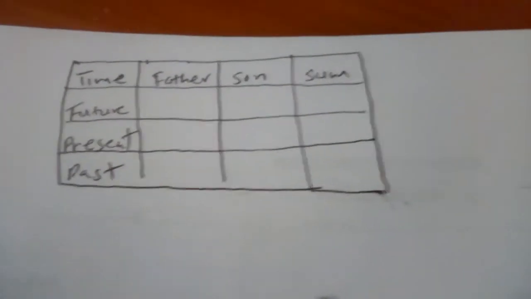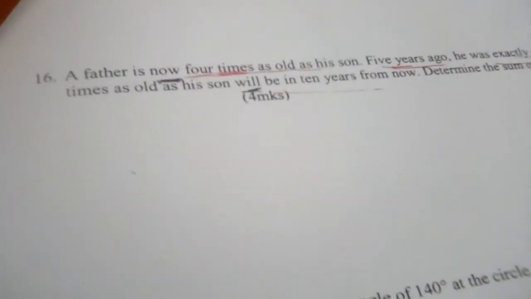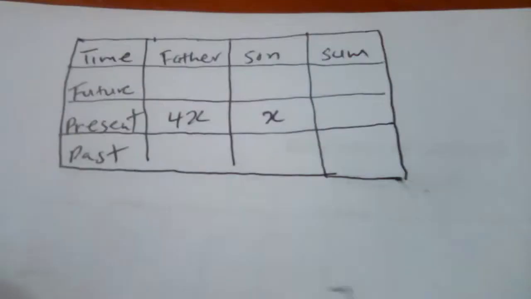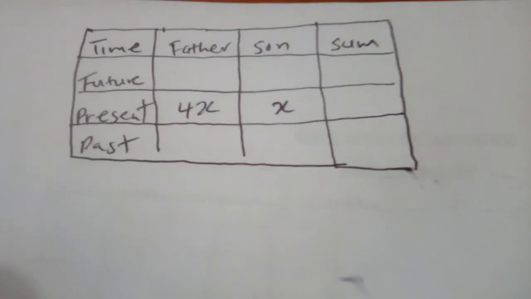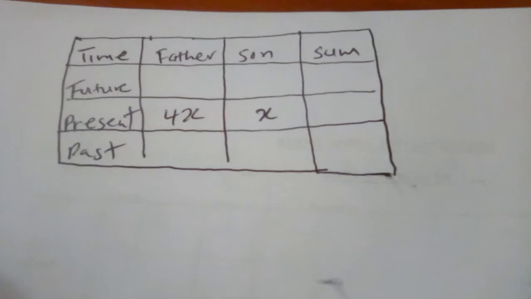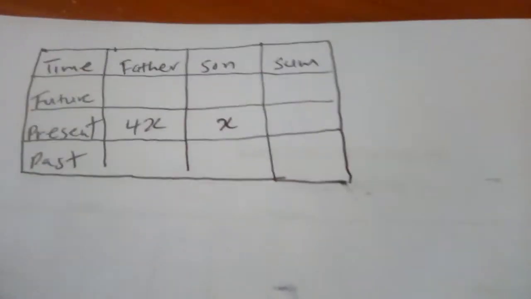Now let us go back to the question and try to feed in the information here. The question says our father is now 4 times as old as his son. So we go to present and we ask ourselves, if the age of the son is x years, what will be the age of the father? Definitely 4 times that would be 4x, right? Hope that one is clear. Then 5 years ago, he was exactly 1 year and a half times as old as his son will be in 10 years.